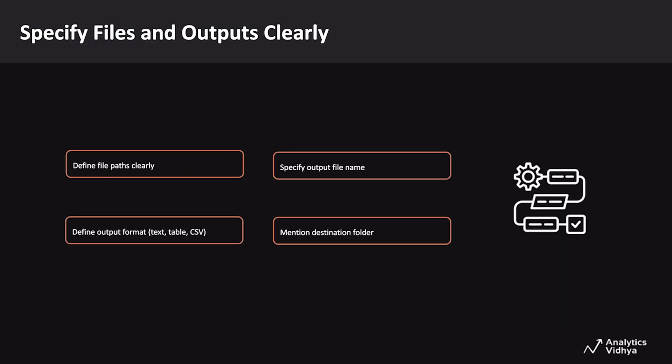Once you have defined the context, the next step is to get into the details, files, and outputs. You will want to make sure that Co-work knows exactly where to find your files, where to save the output, and what format the result should be in. Specifying the file path clearly means Co-work won't have to guess where the file is located. Similarly, by stating the output file name, format, and destination folder, you are giving Co-work all the information it needs to execute the task accurately and efficiently.